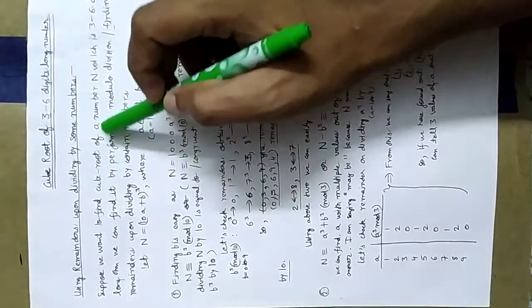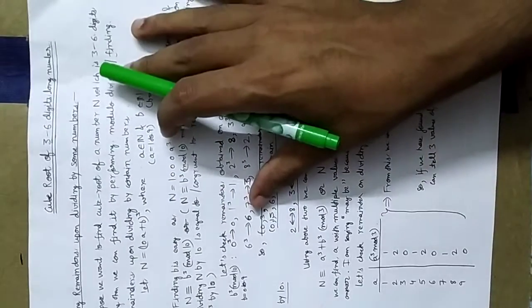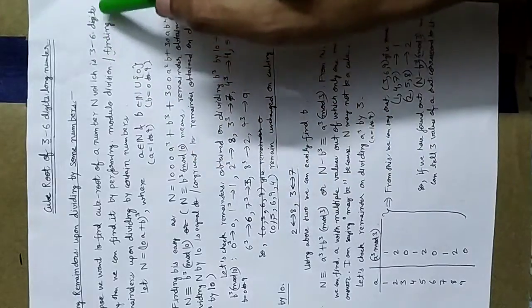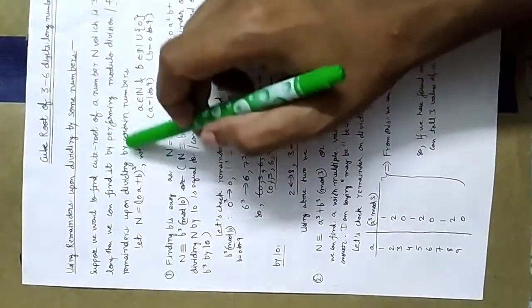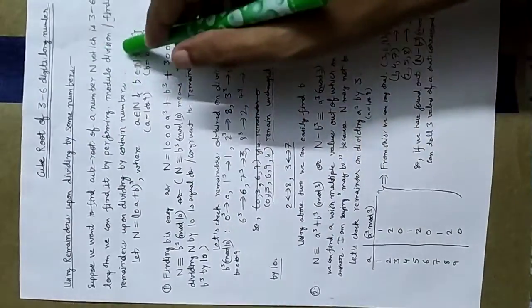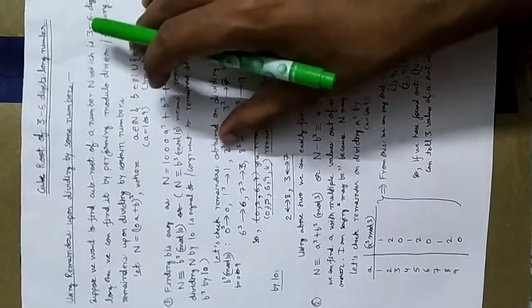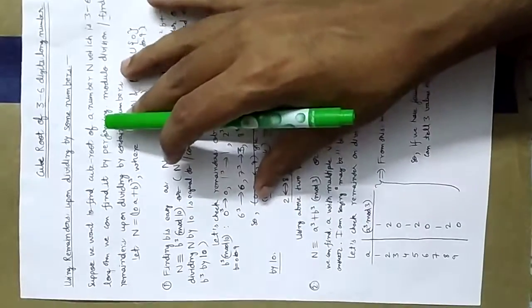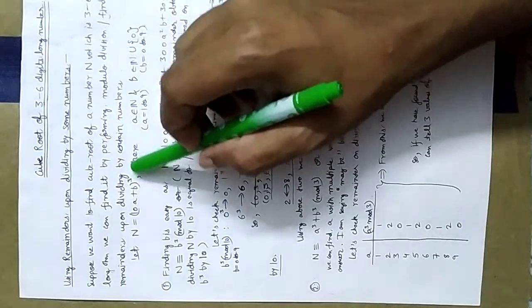Suppose we want to find the cube root of a number n which is 3 to 6 digits long. Then we can find it by modulo division. Modulo division is basically finding remainders upon division by some number.